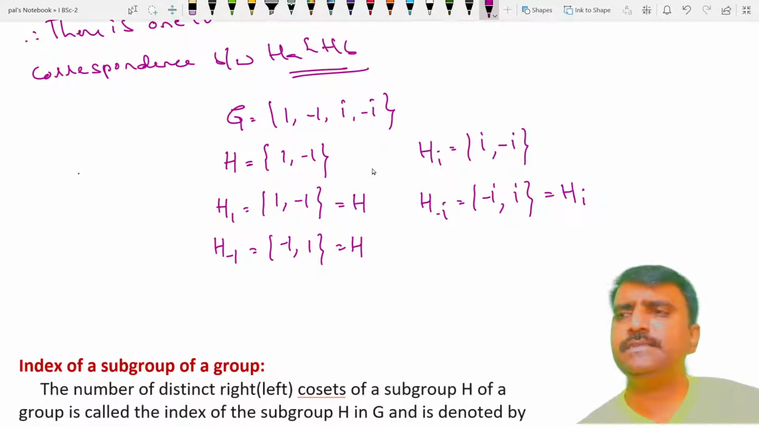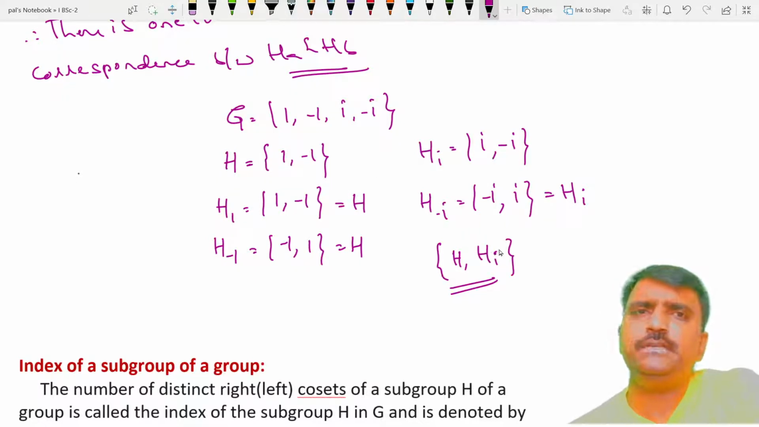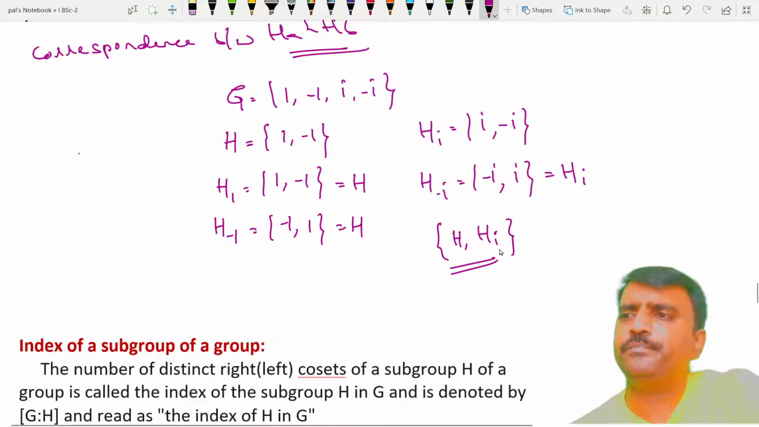So the distinct right cosets by using gH are H and Hi. So like this, for different groups and their subgroups, we can find the distinct cosets.